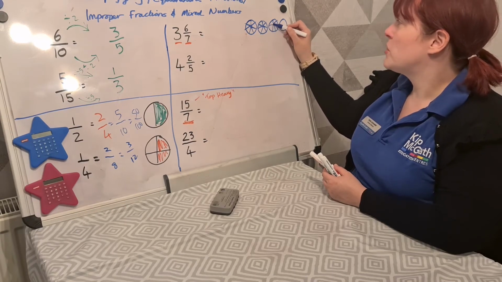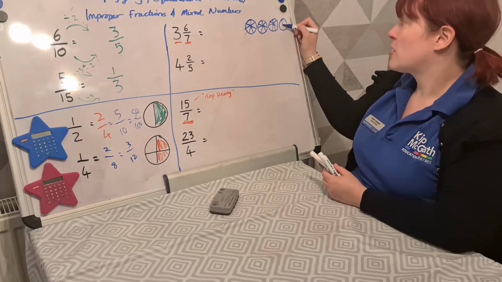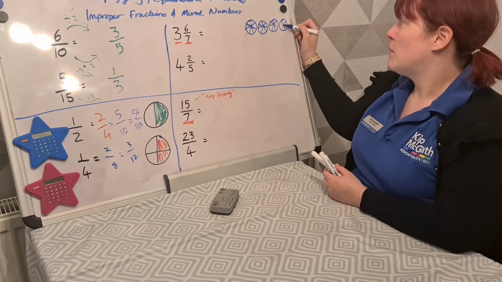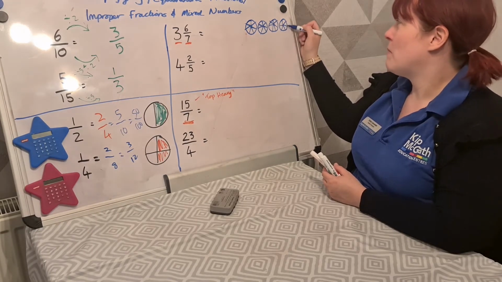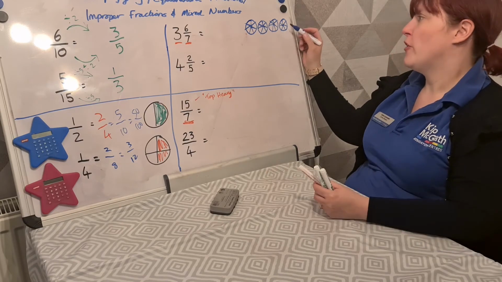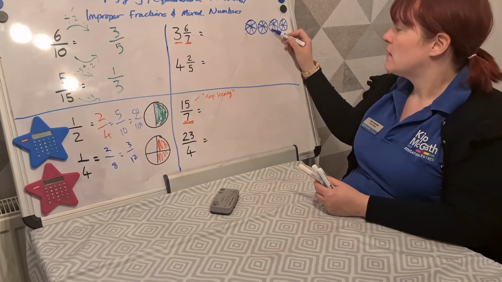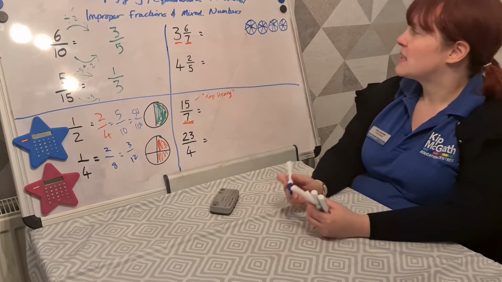Not as easy to split into sevenths as it looks, but as long as they look roughly the same. I would say to the children, obviously with fractions they have to be exactly the same, but when we're drawing a sketch to help us do our maths, it doesn't matter if they're not perfect. Okay, so there we go. They're all split into sevenths.